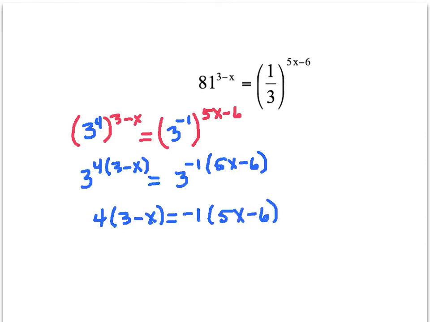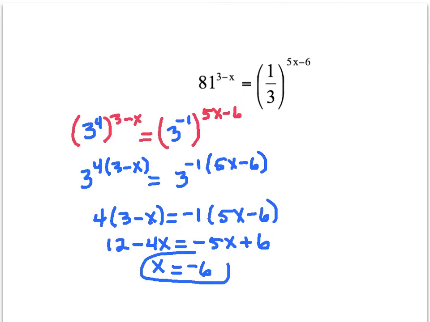I'm going to use the distributive property and say 4 times 3 is 12, minus 4 times x, is equal to negative 1 times 5x, minus 5x, negative 1 times that negative 6, plus 6. I've got a linear equation. I want to get x to sit by itself. I'm going to add 5x to both sides, and on the left side I'm going to have x. I'm going to subtract 12 from both sides, and then on the right side, 6 minus 12 will give me negative 6. And the solution to my equation, x is equal to negative 6.